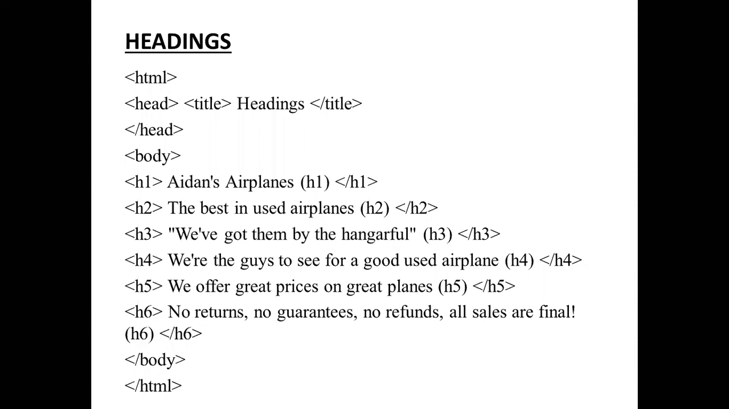Next one, headings. Text is often separated into sections in a document by beginning each section with a heading. Suppose there is one content, one paragraph, one document, one page. We have to convert the page into multiple sections, so we give a heading to each section.